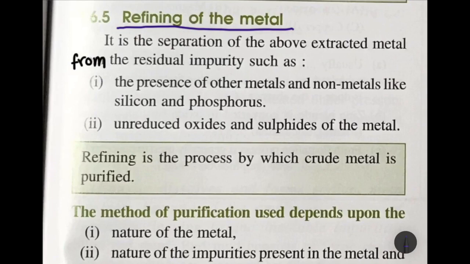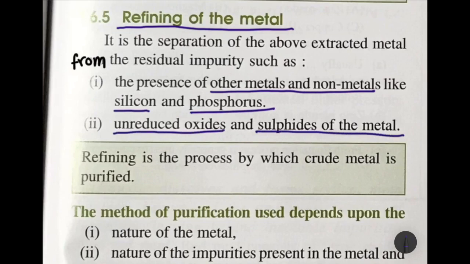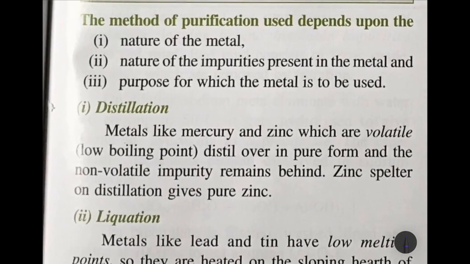So what are the residual impurities? You'll find other metals, non-metals like silicon and phosphorus, unreduced oxides and sulfides of the metal still present with the crude metal, so they must be separated. Refining is the process by which the crude metal is purified, that is, made pure. The different methods of purification depend on the nature of the metal, the nature of the impurities present in the metal, and even the purpose for which the metal will be used.